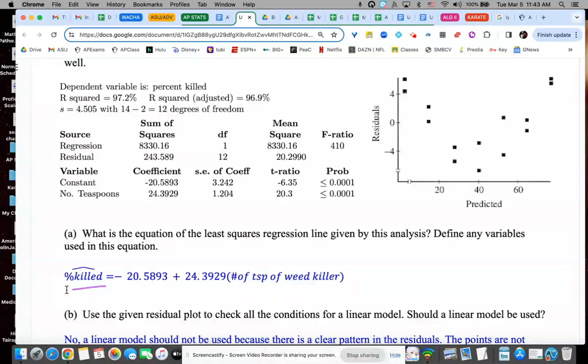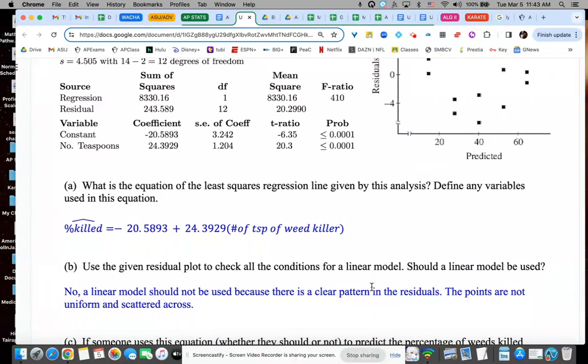Make sure you're putting a hat on top of your response variable. If you call this x and y, on the side, you have to define those variables like x equals blah, blah, blah, y equals blah, blah, blah. That's why we say define any variables. So I think it's easier to just not use the variables in the beginning, and then you don't have to define them. Okay, part B, use the given residual plot to check all the conditions.